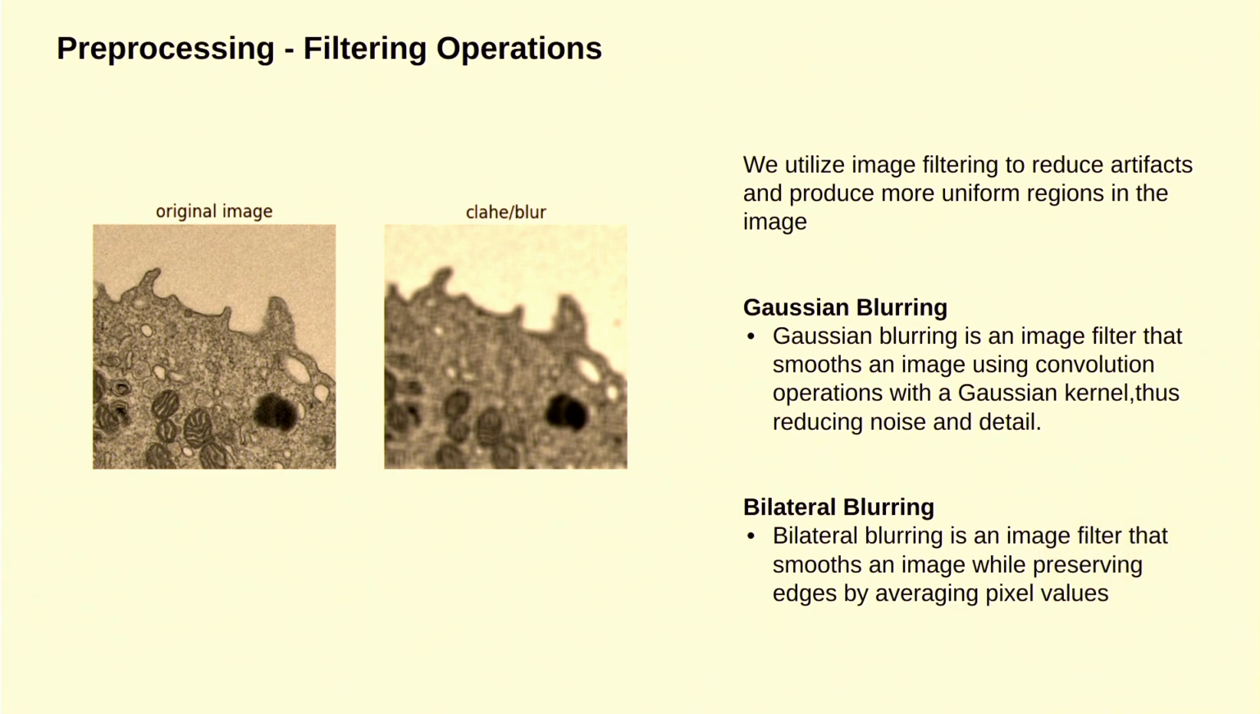Also, there's bilateral blurring. That's a really good toolkit. The Gaussian smooths out the images in all directions. Bilateral helps retain some of those edge distinctions when you perform the smoothing operation.